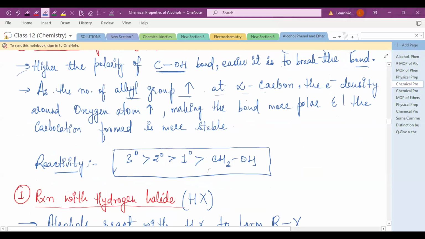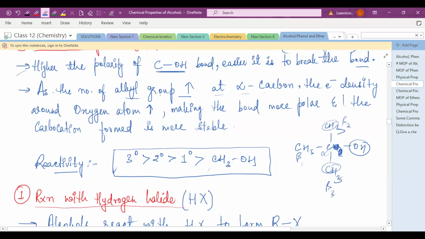Now the question is, what is alpha carbon? So suppose this is your CH3, CH2, CH2, and sorry, this is CH3. So what is alpha carbon? See, this OH group is attached to this carbon, so this is your alpha carbon. And the carbon adjacent to the alpha carbon is your beta carbon. So there are three beta carbons here, beta 1, beta 2 and beta 3, right? So I hope you know what is alpha carbon, right?